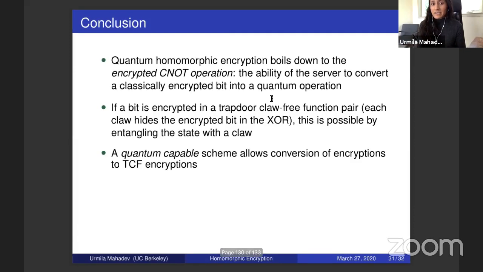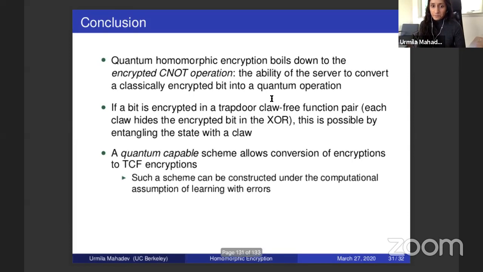Then I needed to link this back to classical homomorphic encryption schemes. I needed to say that there are classical homomorphic encryption schemes for which the server can start with the encryption of a bit S and convert it to a TCF pair, which hides the bit S. And it turns out that there are requirements which we can state for a classical homomorphic encryption scheme for which, if these requirements hold, then the scheme allows this conversion to a TCF pair. I called such schemes quantum capable, and these schemes allow homomorphic evaluation of quantum circuits.